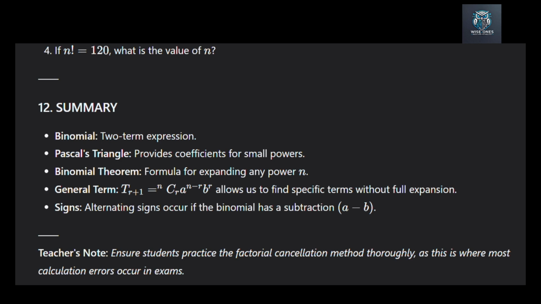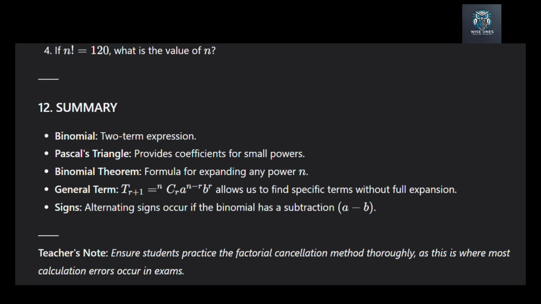Also, when calculating combinations like 6 choose 3, write out the factorials fully first. 6 times 5 times 4 times 3 times 2 times 1. Then write the bottom ones. Then cancel. Do not try to do it all in your head. Write it down. Writing it down prevents silly mistakes.